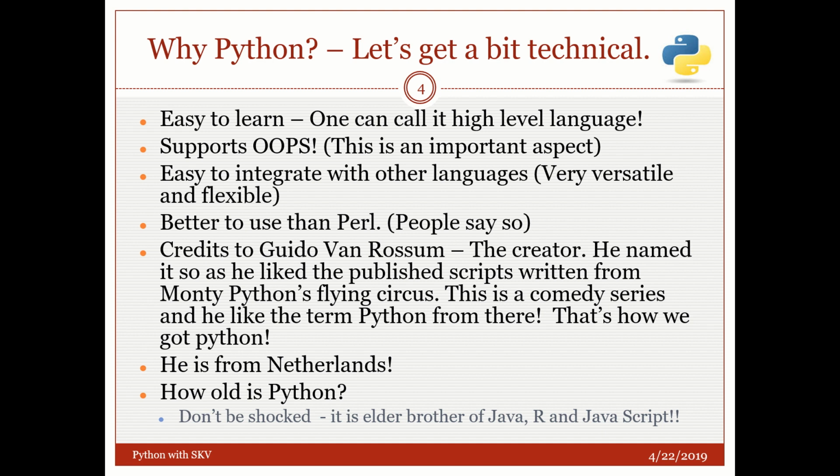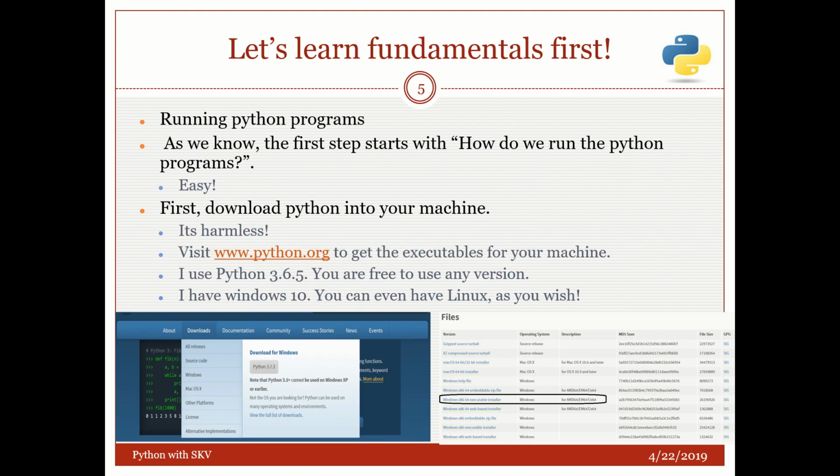He is from the Netherlands. And how old is Python? Don't be shocked. It is an elder brother of Java, R, and JavaScript. It is very old, but we are learning it only now, realizing the features and rich aspects of Python. We are late, but better late than never. Let's learn the fundamentals first.